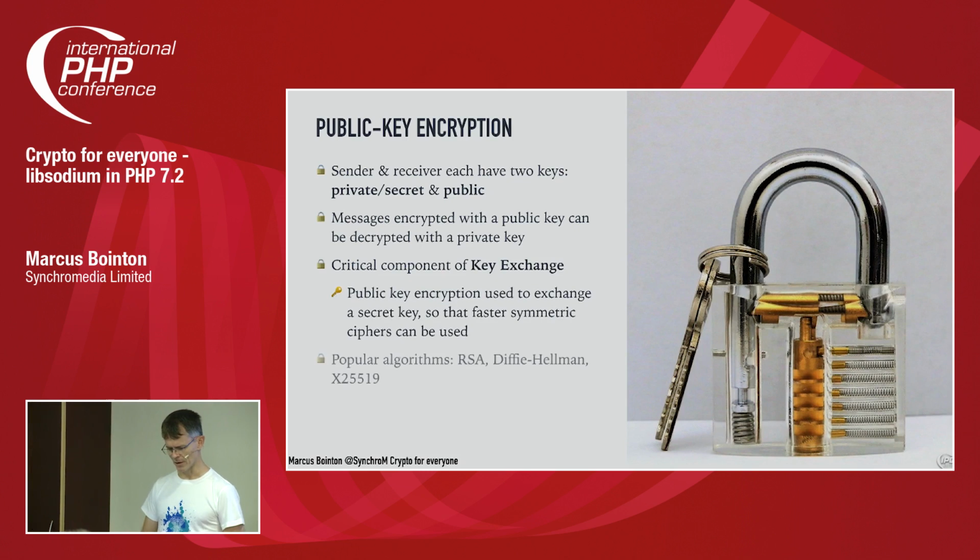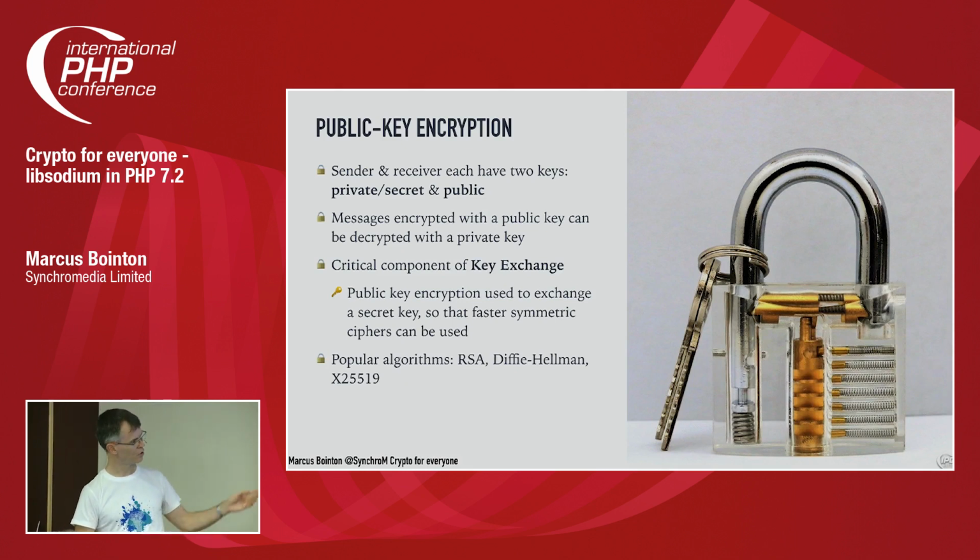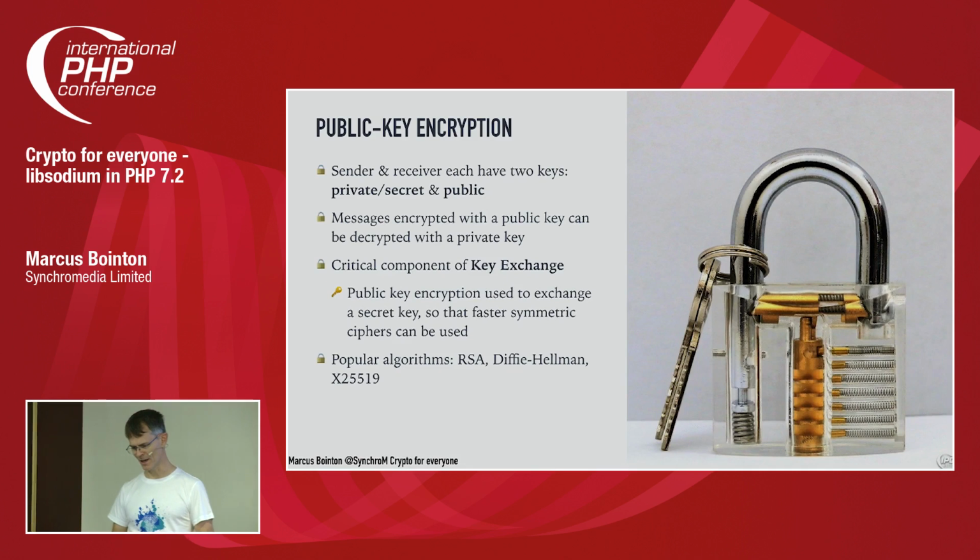And again, there are a whole bunch of popular algorithms to use for key exchange: RSA, Diffie-Hellman, and more recently, X25519. All of these are, well, RSA is slightly different because it actually is a cipher as well as being a key exchange thing. But Diffie-Hellman, you'll see all over the place. You'll see things mentioning DH occurs all over the place.